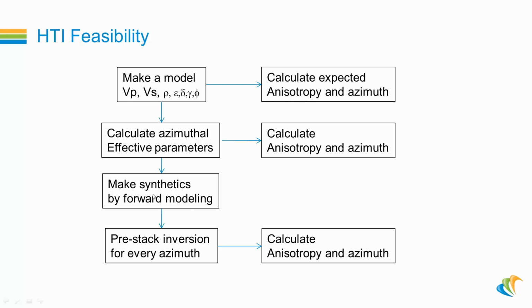Then we can do forward modeling, make synthetics, either by taking isotropic modeling on our effective parameters, or we can do full anisotropic forward modeling, and we've shown that those two are equal. Then we can do prestack inversion for every azimuth and calculate the anisotropy and azimuth again. And if all was perfect, then the three boxes on the right-hand side should be giving us exactly the same answer. But there are surprises coming.